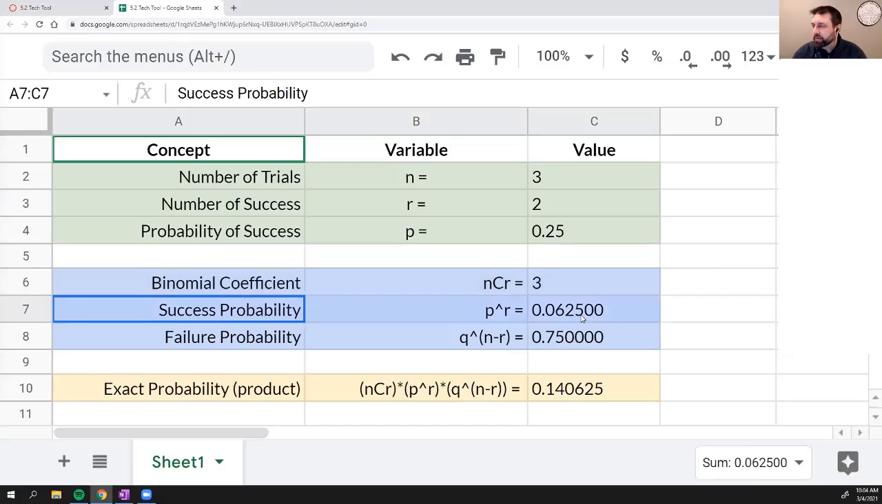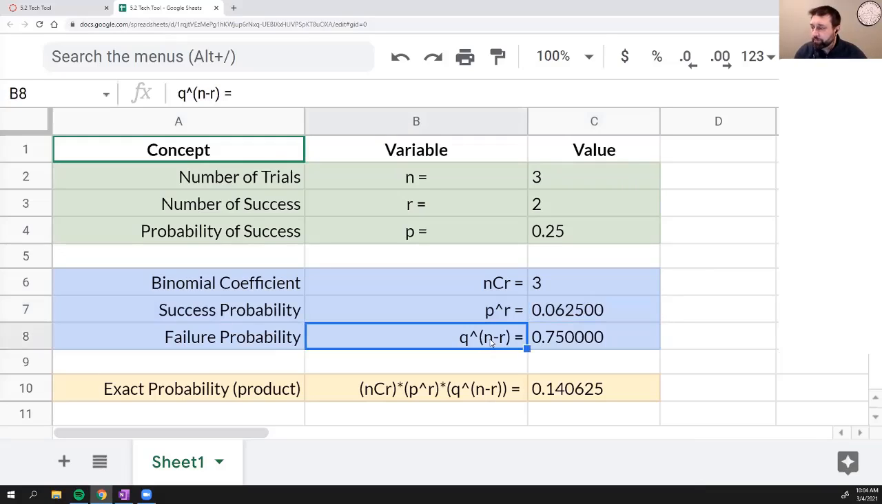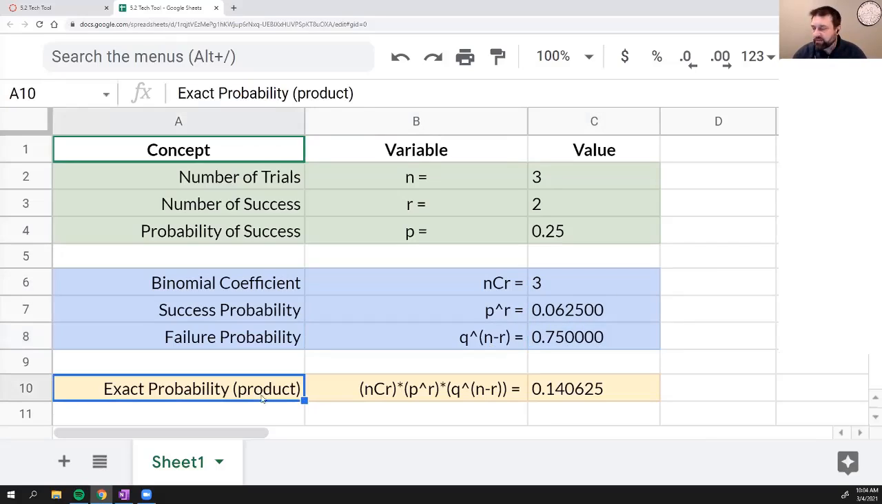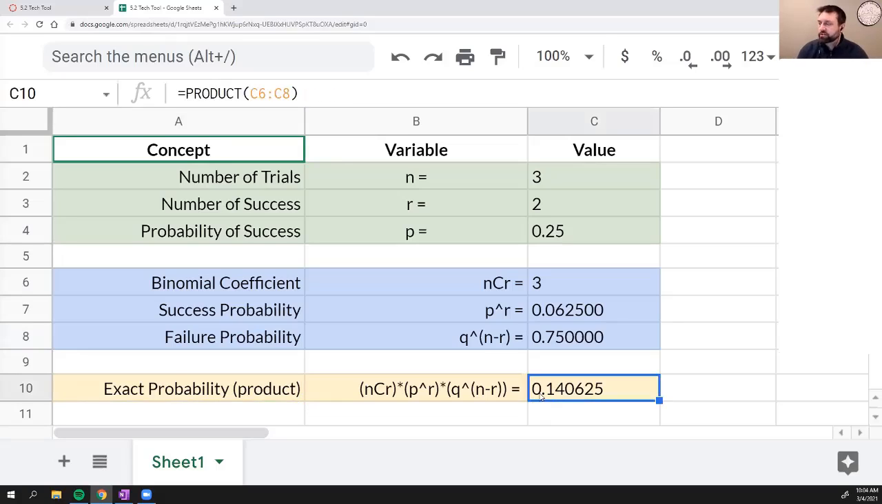The success probability is the probability of success raised to the power of the number of successes. This would be 0.25 to the second power. That's this number. And then the failure probability is the probability of failure, 0.75, to the power of the number of failures, 1, which would be this value. And you take these 3 values and take the product of them. So you multiply them all together.